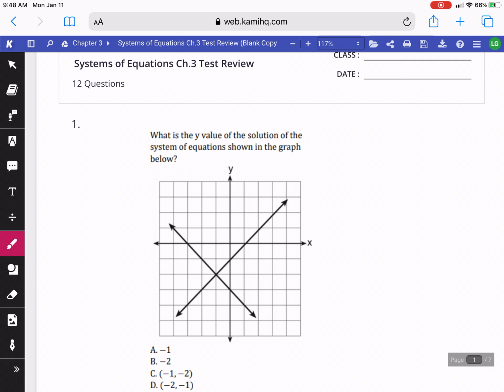In this video, I'm going to go over the review that we did in class for the systems of equations. This will help you for your Chapter 3 test.